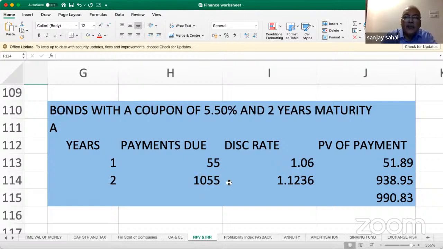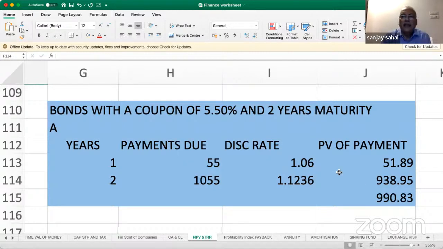1,110 rupees. This is my future cash flow. I am discounting it by the new rate which RBI has used, 6%. I am getting 990. So what am I seeing here? The price of the bond, like you said, Anjali, the price should go down. How much down? This is the answer. It will become 990.83. Is this point clear to everyone?